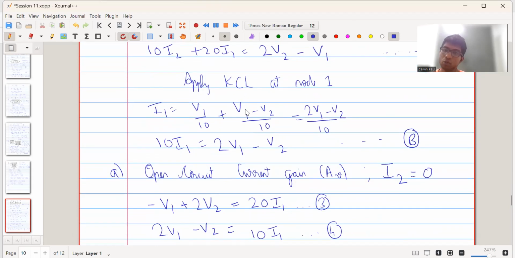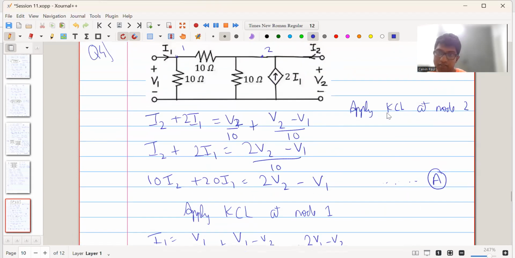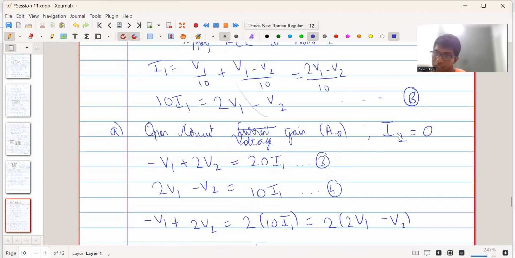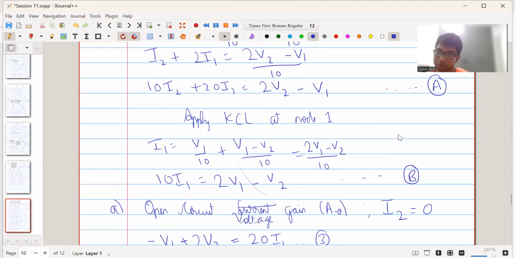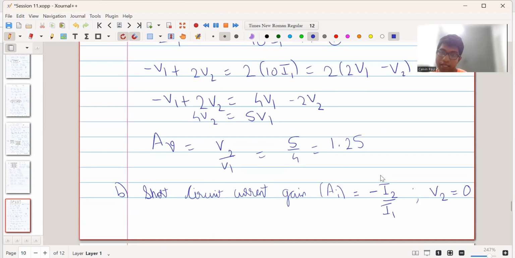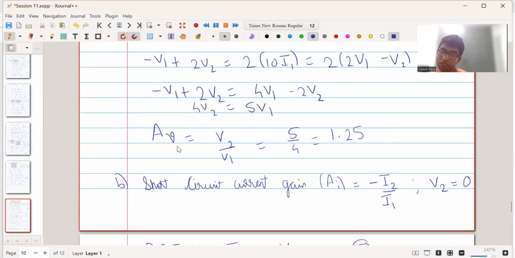Then we have to find the open circuit voltage gain. This is not the current gain; this actually is the voltage gain. In that case, we open circuit the output port, that means I2 will be equal to 0. We substitute that in equations A and B, and then we do the analysis and get the open circuit voltage gain.